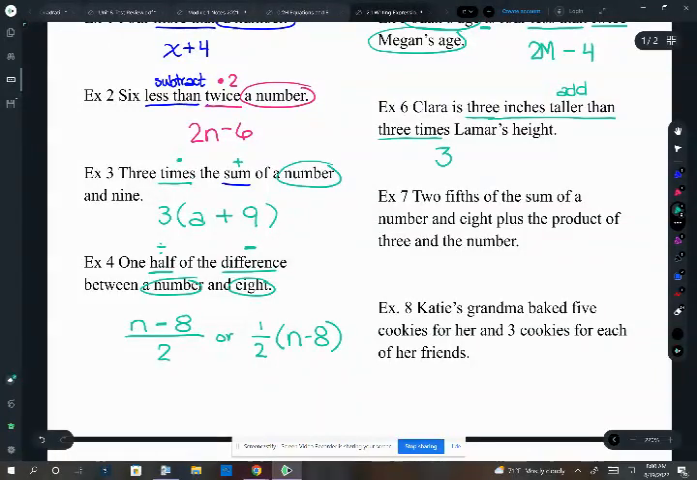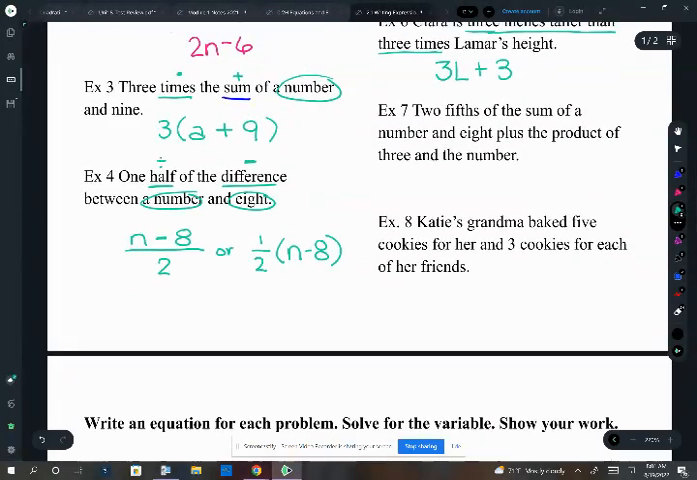So 3 times Lamar's height, and 3 inches more than that. Okay, so 3 times Lamar's height with 3 added onto it. So that's our expression.